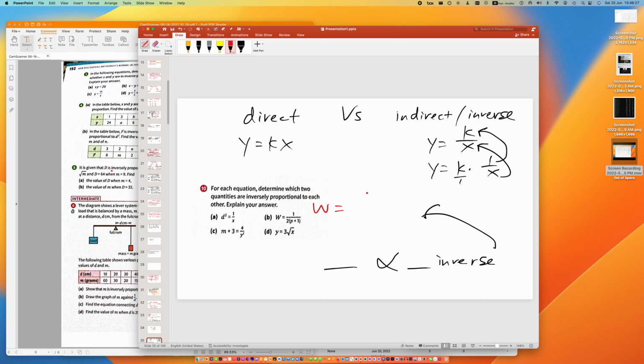Then what about part B? W and, what about this? W, 2, bracket. No. So in a way, right, you need to split this one. How do you split this one? Just now I taught you how to split the k over x into k times 1 over x, right? So how do you split this one?